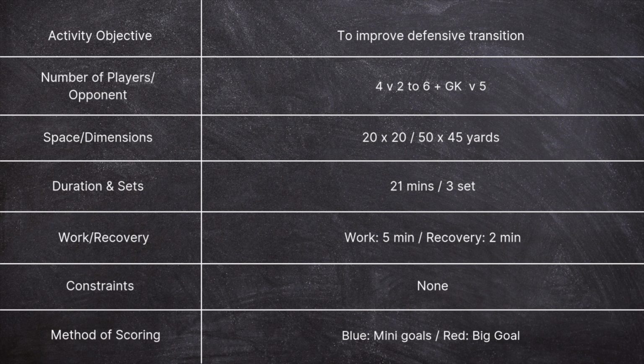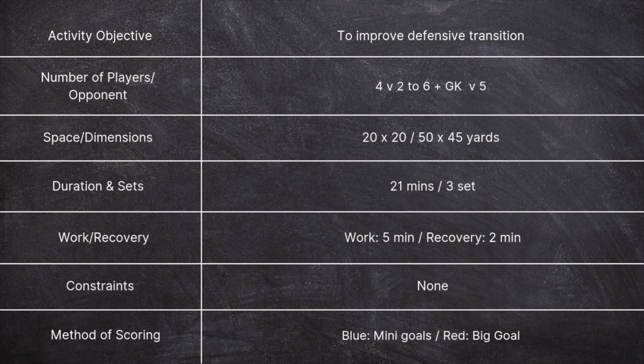Let's move into Activity 2, a modified game form focused on improving defensive transitions by reinforcing immediate pressure, delaying attacks, and winning the ball back quickly. Here's the setup. Objective: improve defensive transitions.